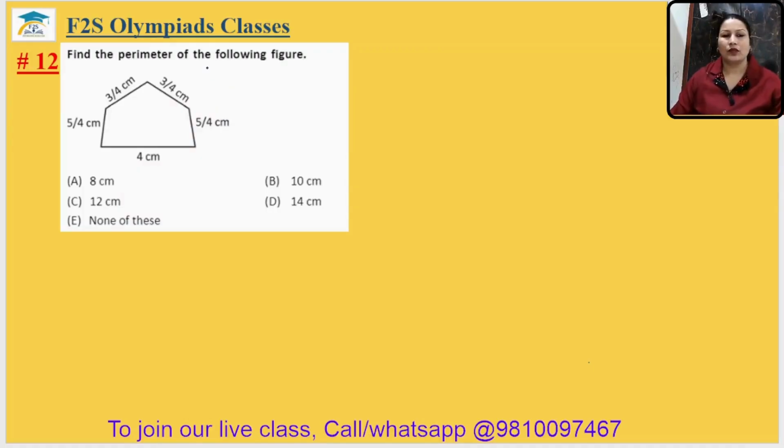Question number 12. Find the perimeter of the following figure. So what is the perimeter of the figure? Perimeter is the length of the outside boundary. Here the lengths of the different sides of this shape are given. So what we will do, we will just add all the sides. So 3 by 4 plus 3 by 4 plus 5 by 4 plus 4 by 1 plus 5 by 4.